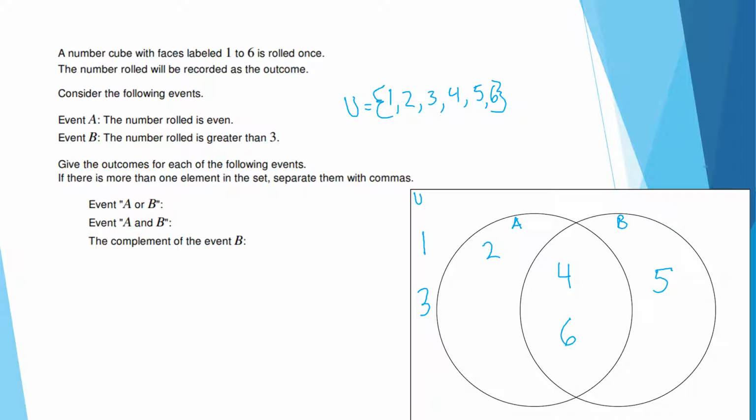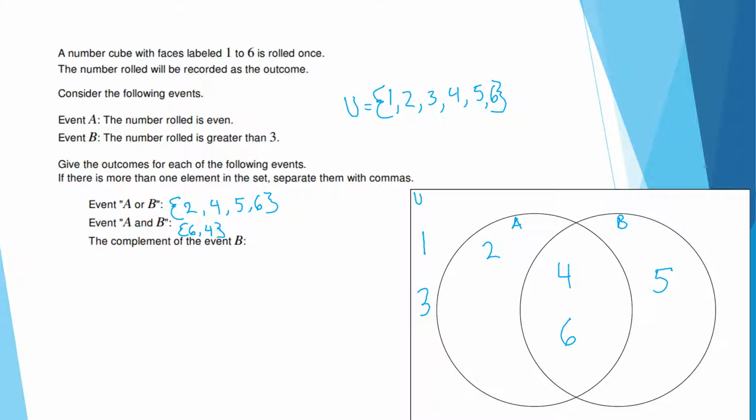So now, event A or event B, okay? What are the outcomes? And we need to list them in set notation. So what outcomes give me a success? Whether it's A or B, I don't care. So 2, 4, 5, and 6 are all correct answers. So 2, 4, 5, 6. Event A and event B. This means both answers have to be right. So this is only in the intersection right here. 4 and 6 would give me the correct answers.